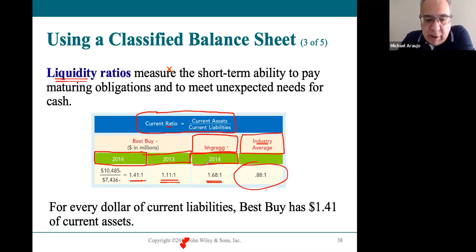That's not true for H.H. Gregg. In a very good position. They're in the strongest position. And Best Buy has improved a lot in these 2 years that we are looking at. So that's what a current ratio is, and that's how to read it.